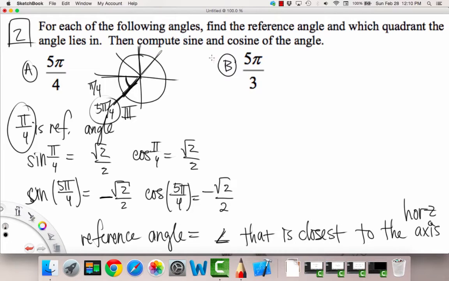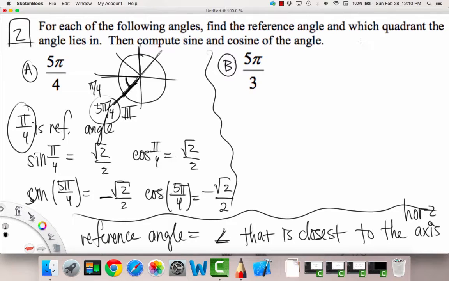Alrighty, so now for part B, let's try that same process again. Now we have 5 pi over 3. We can count by pi over 3, which is like 60 degrees. So this is 1 pi over 3, 2 pi over 3 is here, 3 pi over 3, 4 pi over 3, and 5 pi over 3 is right there. So 5 pi over 3 is right here.